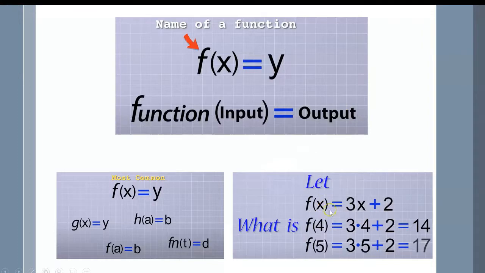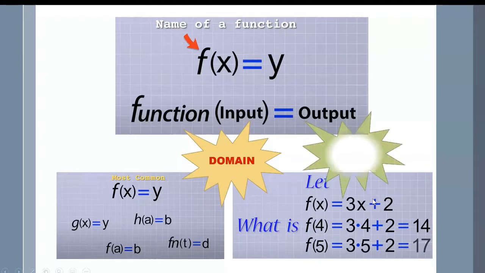Also, take the example f(x) is equal to 3x plus 2. Then f(4) will be 3 times 4 plus 2, that is 14, right? So this is a function because for every value of input we get a particular value of output. Very importantly, the input set we call the domain, and the output set we call the range. These are only terms you should know, so that you don't get confused whenever you see these words in a question.